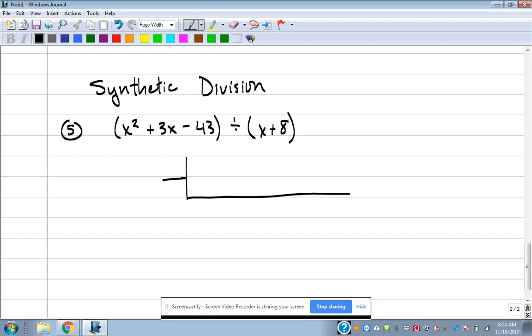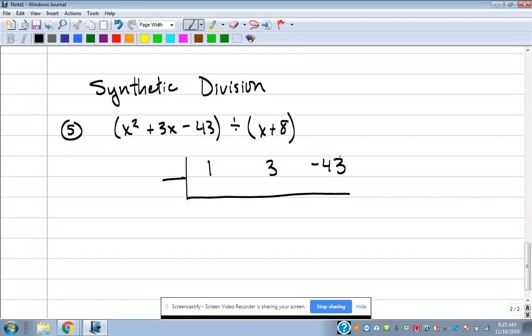On the inside here, there's going to be 2 rows. The top row is going to be the coefficients of your dividend, what you're dividing into. You have to have a representative from every power of x, starting with the biggest one. So what's the coefficient of x squared? 1. What's the coefficient of x? 3. And the coefficient of x to the 0? Negative 43. All right, so that gets you the top row.